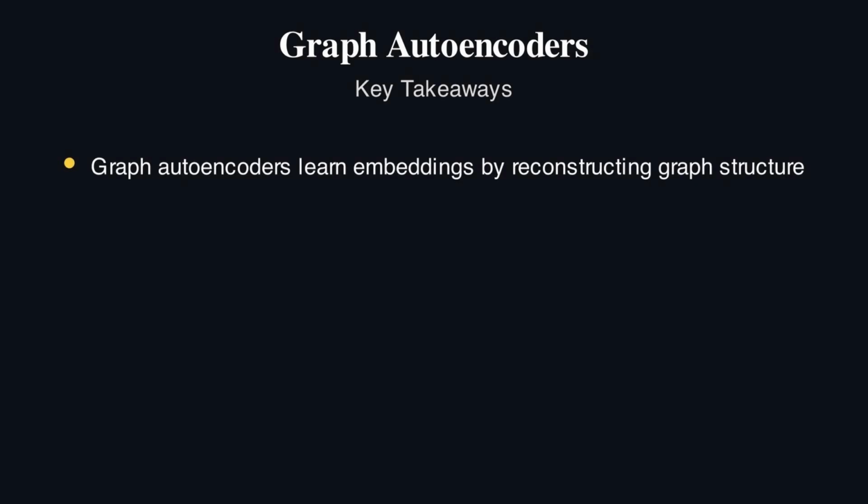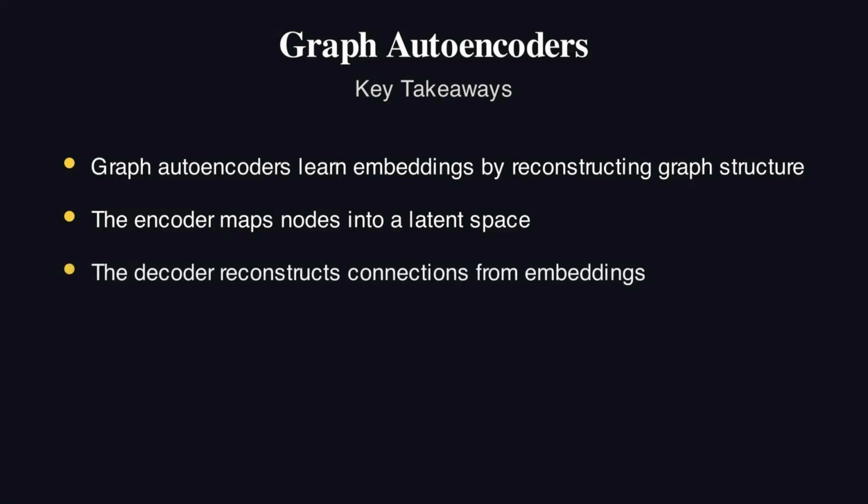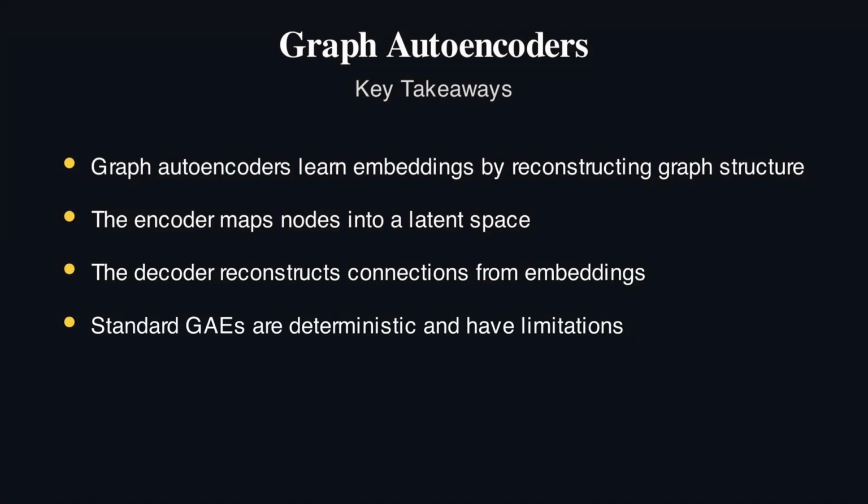Let's summarize the key ideas. Graph autoencoders learn embeddings by reconstructing graph structure. The encoder maps nodes into a latent space, and the decoder uses these embeddings to recover the connections. This allows us to represent complex graphs in a compact and meaningful way. However, standard graph autoencoders are deterministic, which leads to important limitations. This motivates more advanced approaches. In the next video, we will look at variational graph autoencoders, which introduce probabilistic latent representations.